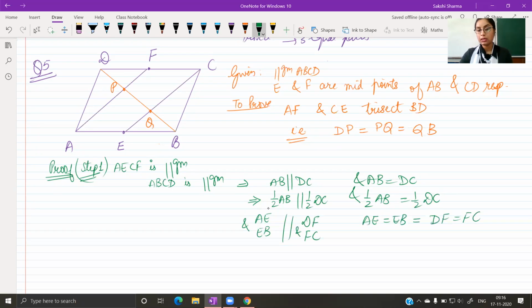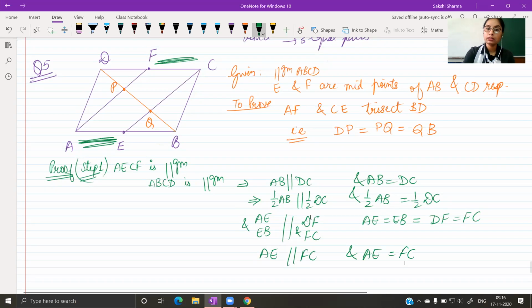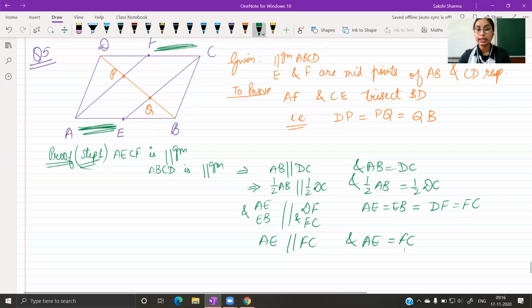Two parts of AB are parallel to the two parts of DC, and two parts of AB are equal to two equal parts of DC. I'm going to pick the ones which are suitable to me. I'm going to pick AE and FC. So AE is parallel to FC and AE is equal to FC. These are the opposite sides of quadrilateral AECF. They are equal as well as parallel. Therefore, quadrilateral AECF is a parallelogram.